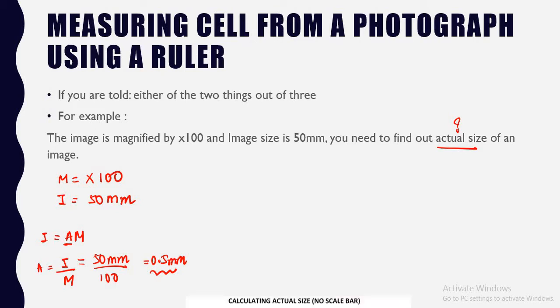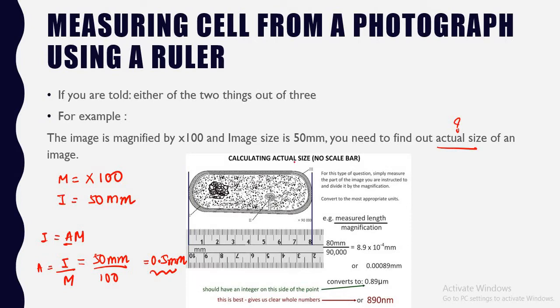For example, I have another one for you. Here also they are asking you to calculate the actual size, and the picture is given right here. The first step is to measure the photograph, or micrograph rather, because it is taken using a microscope. So measure the micrograph which has been given to you with the ruler. Remember it's in mm, and that is 80 mm right here, and the magnification is given over here, which is around 90,000. So again apply the formula.